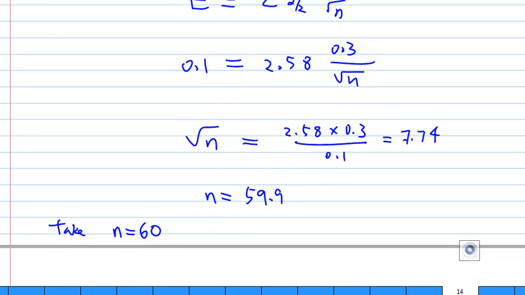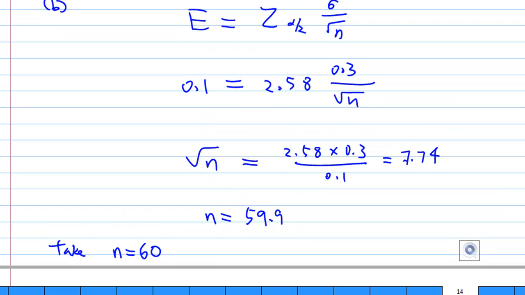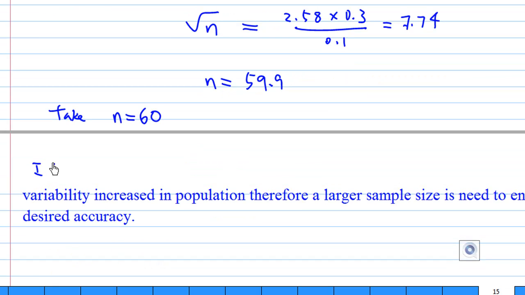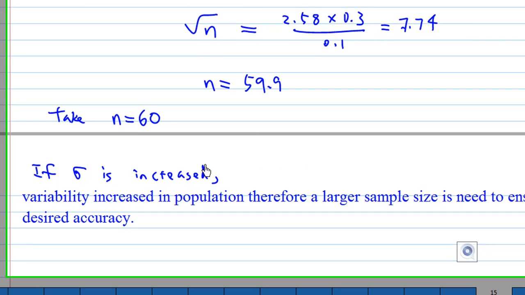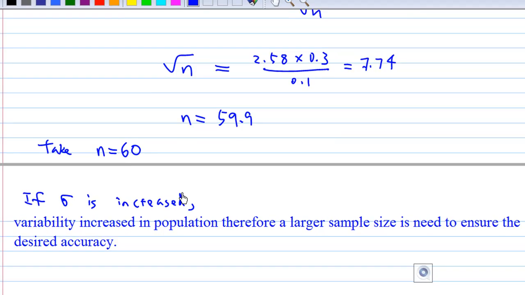So the conclusion is, if you have a greater standard deviation, in order to achieve the same error, you have to take a larger sample size. The explanation is this: if sigma is increased, then the variability in the population increases. Therefore, a larger sample size is needed to ensure the desired accuracy.